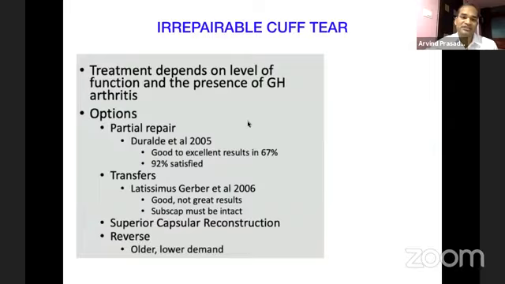And next, when there is arthritis along with irreparable cuff tear, or a low demand patient or older patient, the reverse shoulder arthroplasty can be done.